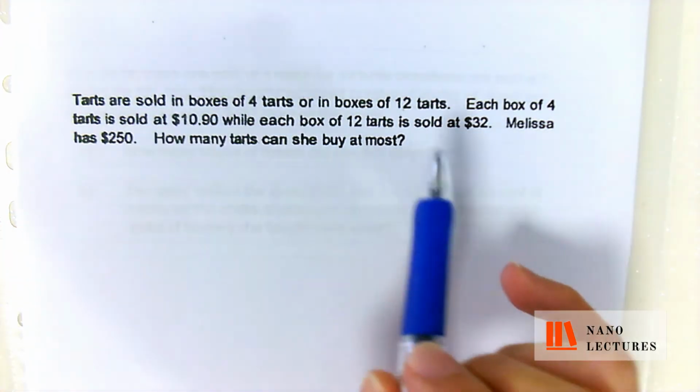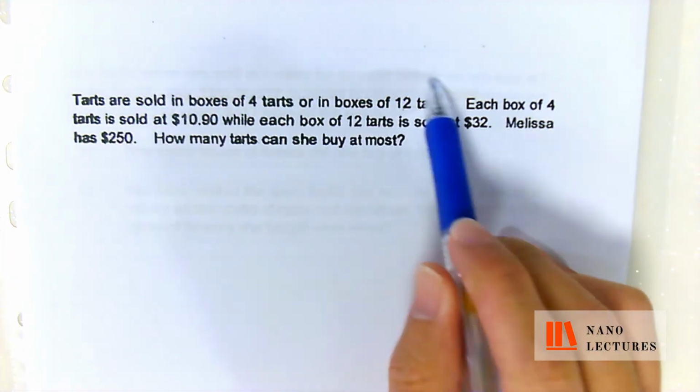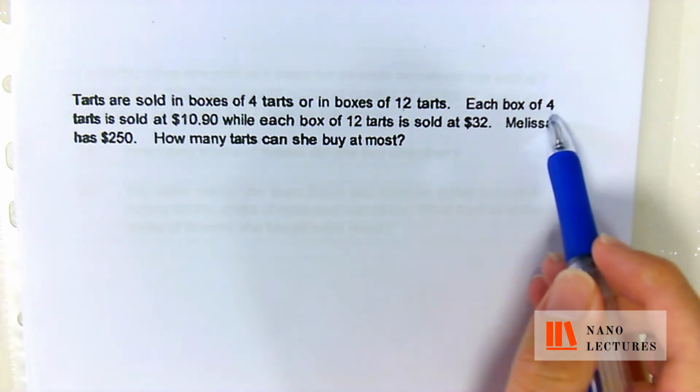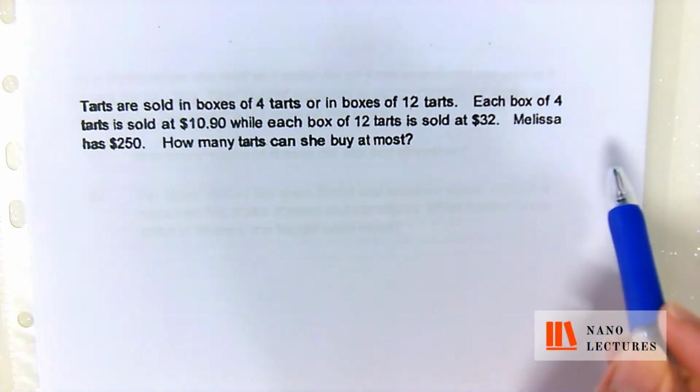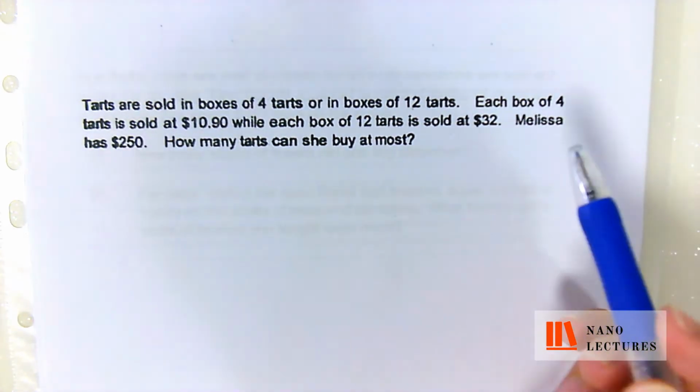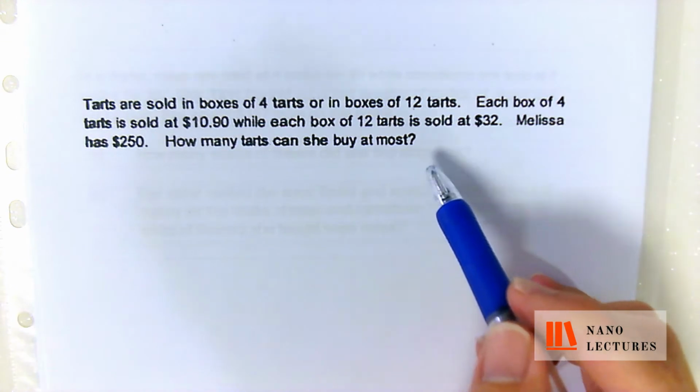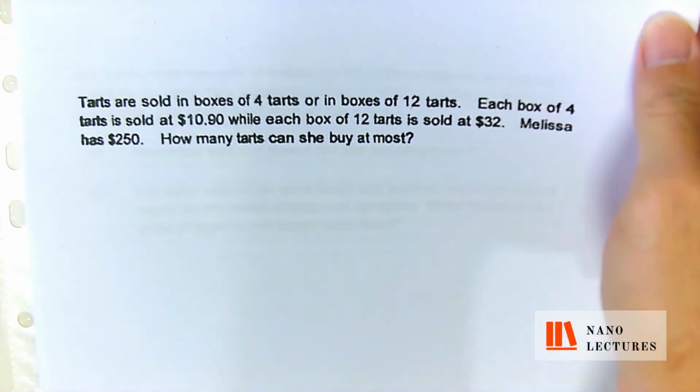Okay, so tarts are sold in boxes of 4 tarts or in boxes of 12 tarts. Each box of 4 tarts is sold at $10.90, but the box of 12 tarts is sold at $32. Melissa had $250. How many tarts can she buy at most? Wow, she really likes a lot of tarts.